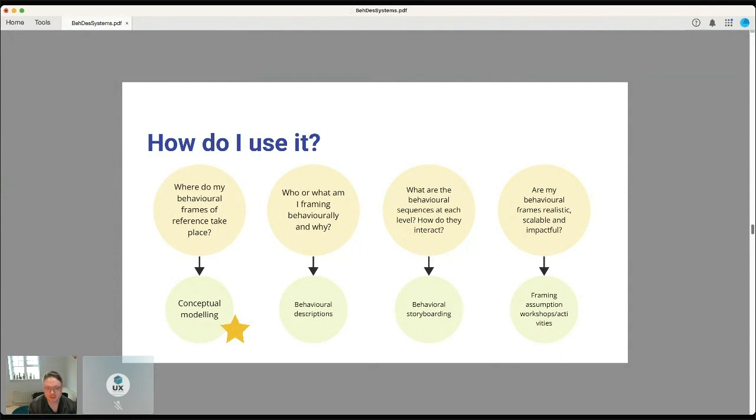And then something that we've had to battle through, and I've had to battle through personally and professionally as well, when using behavioral science: are my behavioral frames realistic? Are you going off on a tangent? Are they scalable? Are they impactful? And one of the things you can do is use a framing assumption workshop or activity to say, okay, I've got these behavioral frames. I've got my stuff in order. Does it make sense?